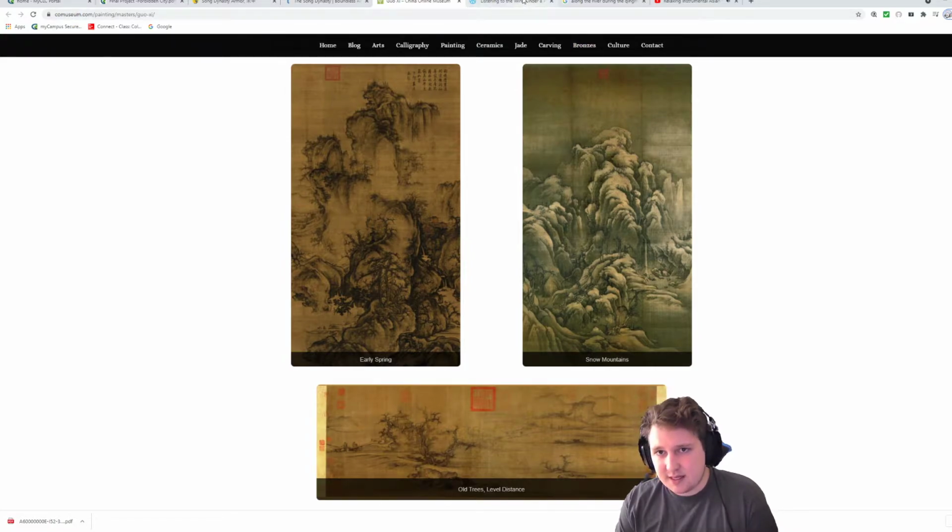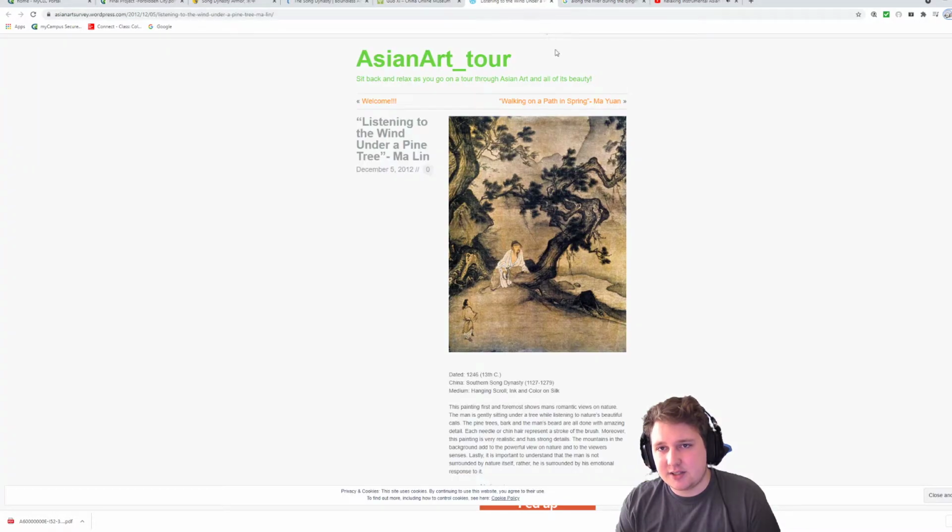And as you can see in Listening to the Wind under a Pine Tree by Ma Lin, the Southern Song Dynasty from 1127 to 1279, it is a hanging scroll that shows a very intimate person. So it's very close-up details. That's what they were focused on. The Southern Song Dynasty were very focused on close-up details rather than large landscapes like the Northern Song Dynasty.